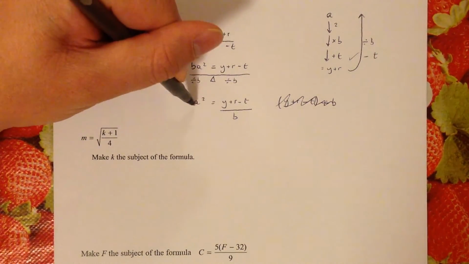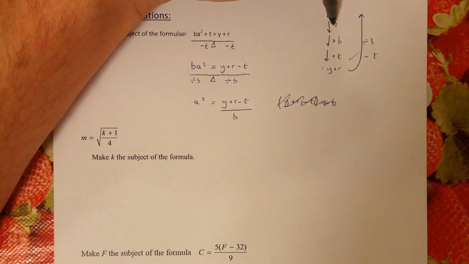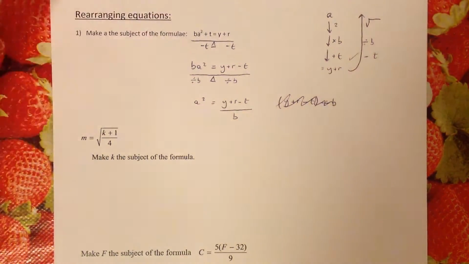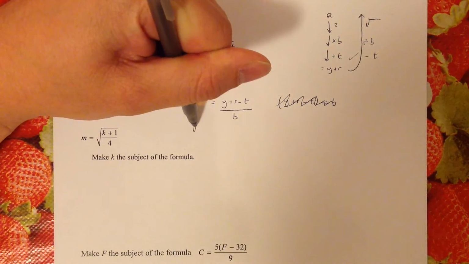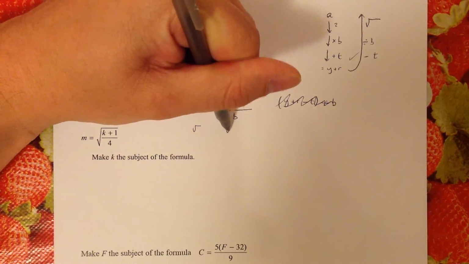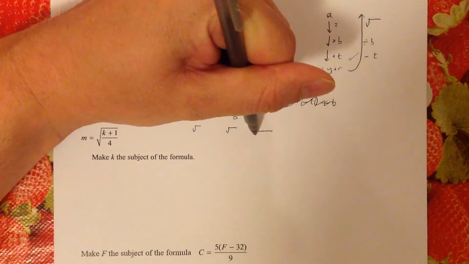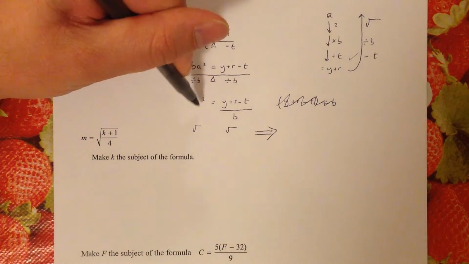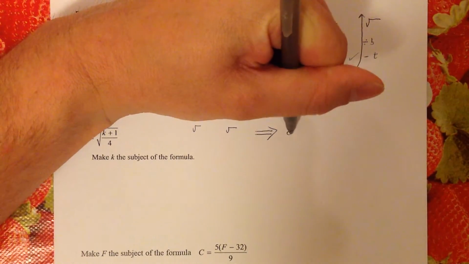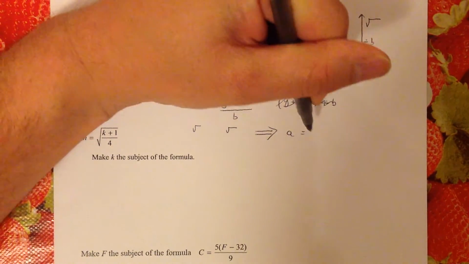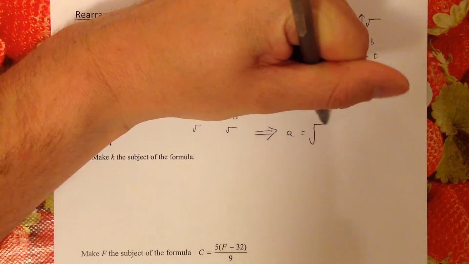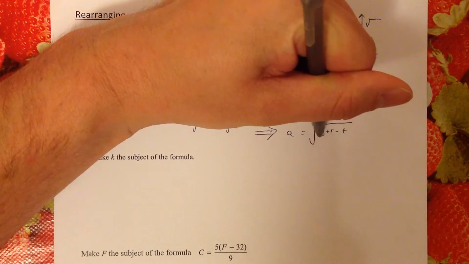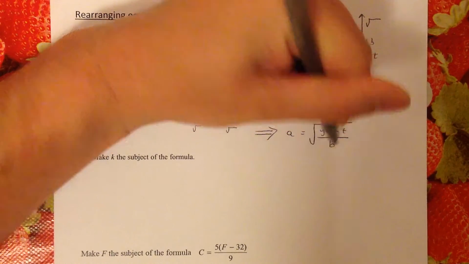And then finally, a's being squared, and the inverse operation of squared is to square root. So I'm going to square root the left-hand side, and I'm going to square root the right-hand side. And that will get me down to my final answer here. So the squared and the square root cancel each other out, so I'm left with a, and it's equal to the square root of y plus r minus t, all divided by b.